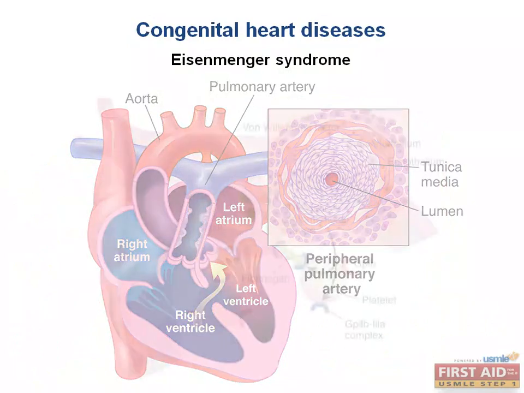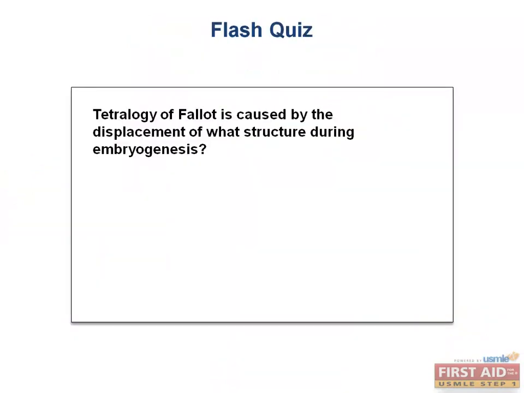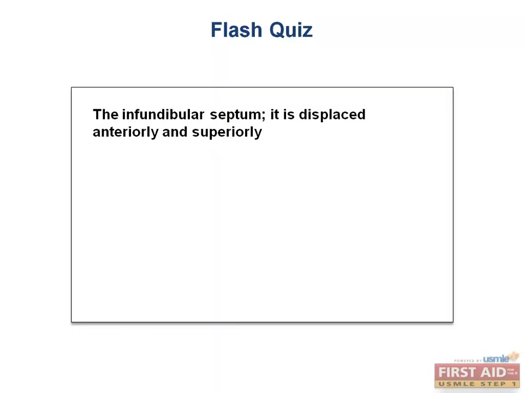Excellent, we did a great job with that. Now, another flash quiz is upon us. Tetralogy of Fallot is caused by the displacement of what structure during embryogenesis? The infundibular septum. Remember, we just discussed this. It is an anterior and superior displacement so that the right ventricular outflow tract is very stenotic, and we usually have an associated VSD from this displacement.